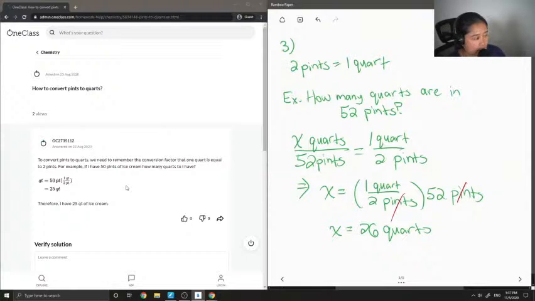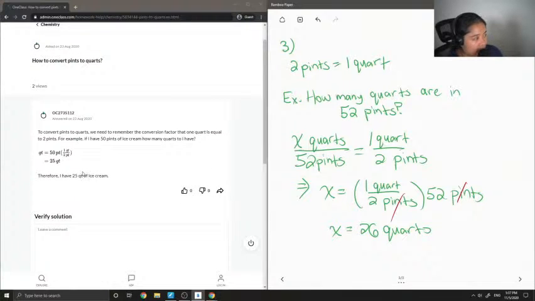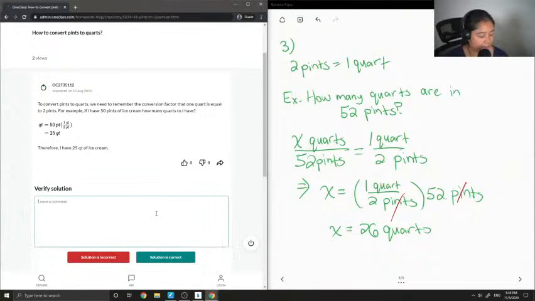So let's see what our junior tutor said. To convert pints to quarts, we need to remember the conversion factor that 1 quart is equal to 2 pints. For example, if I have 50 pints of ice cream, how many quarts do I have? It's a lot of ice cream, but basically you would have 25 quarts of ice cream. So this solution is correct.